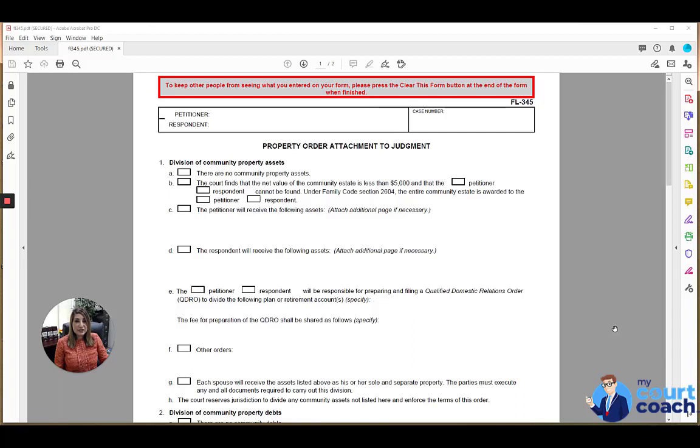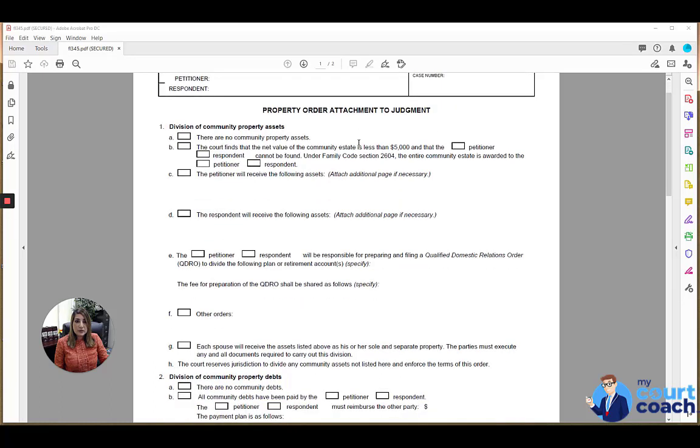I'm Sarah, and I'll be your instructor today as we talk about the property order attachment to judgment form, also known as FL-345. As with all our court forms, you want to fill in your identifying case caption information at the top. This is going to be submitted as part of a judgment.